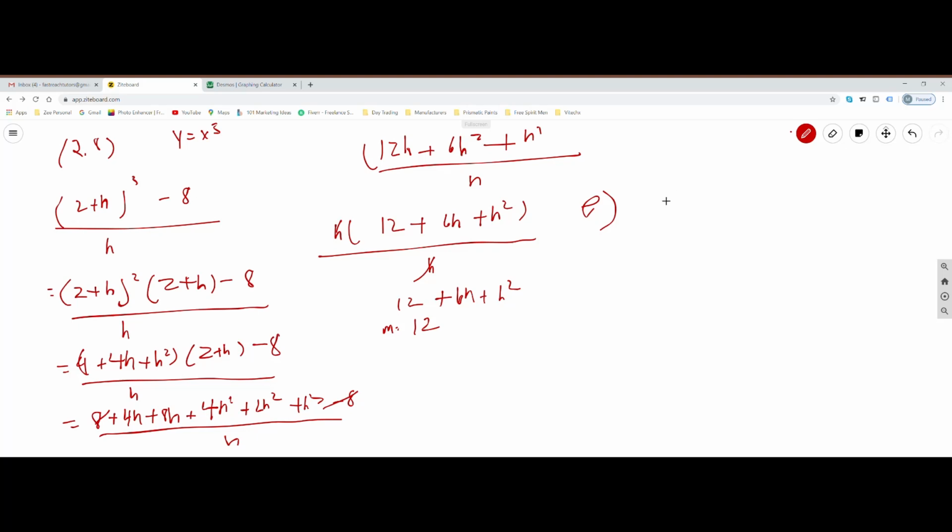So based on the Excel sheet and the method that we followed here, we got 12. So both methods gave us the same answer.